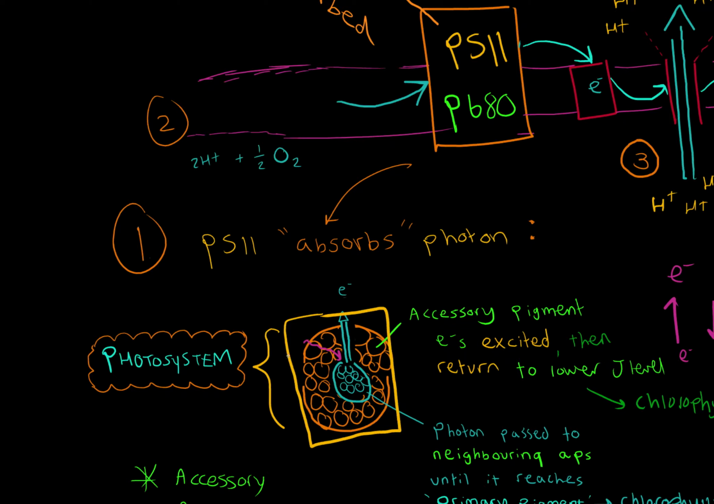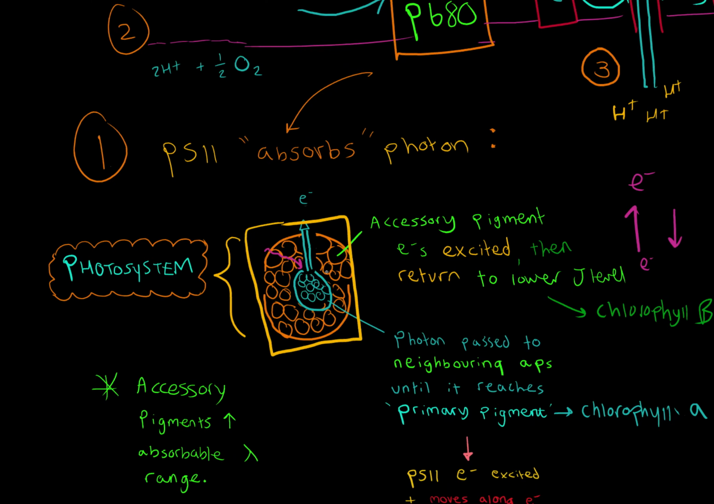So as I've shown, on here you've got your photosystem, and on the diagram I've drawn the protein in yellow. The protein obviously has its pigments attached to it, and there are two main types of pigments. You've got accessory pigments, which I've shown as orange. The accessory pigments surround primary pigments, which I've shown in blue.